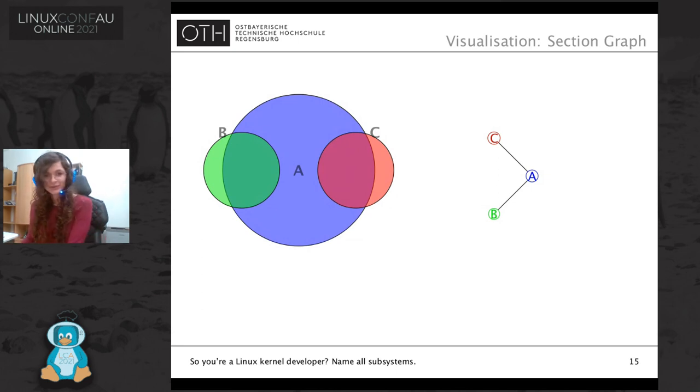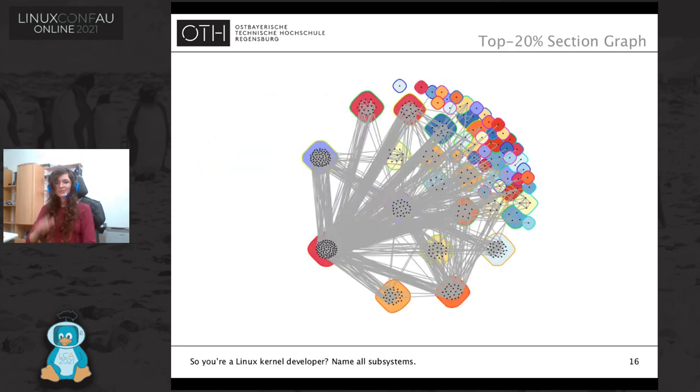So that's the section graph, and this is the top 20% section graph. It turns out that after all, maybe visualizing over 2,000 sections and maintainers was a bit ambitious and out of scope for the project that I did. So we had to cut it down to the 20% largest sections within the maintainers file and just see what we could find there. And that's the result. Just let that sink in for a moment. This is a visual representation of the maintainers file and its thematic relations based on the subsystem definition that we provided. So this is what it looks like.